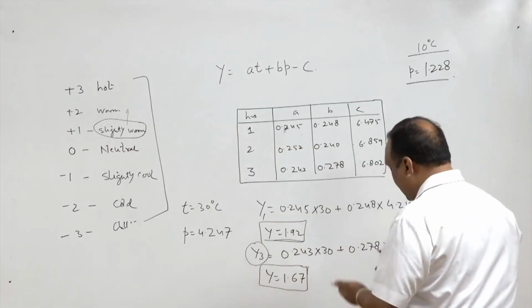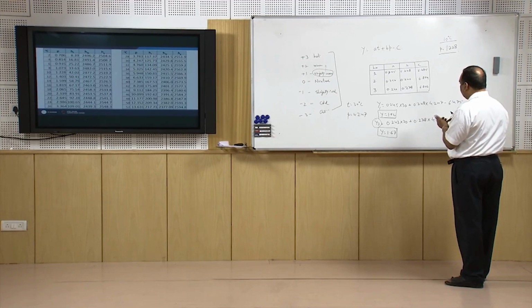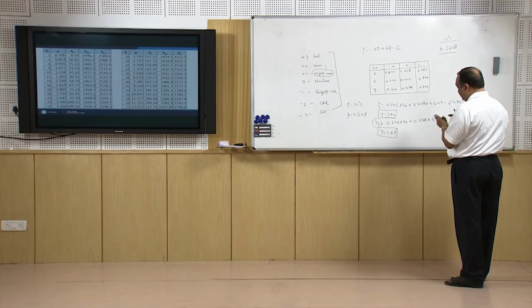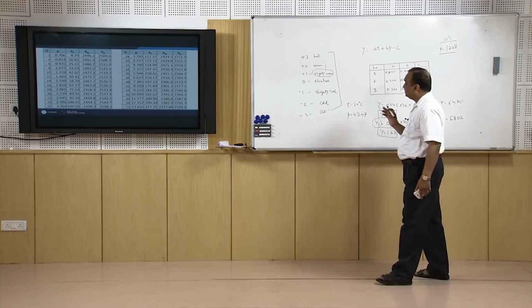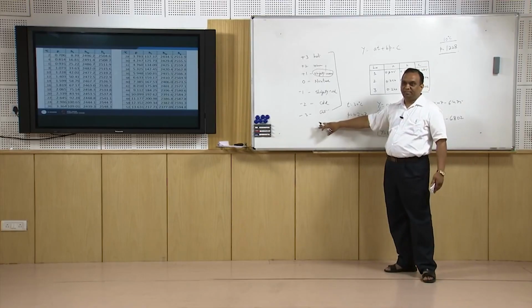Right? And with the help of these values, 0.245 into 10 plus 0.248 into 4.247 minus 6.475. We are getting 2.9. So outside temperature is 10 degrees centigrade. We will get almost chilling effect, right?